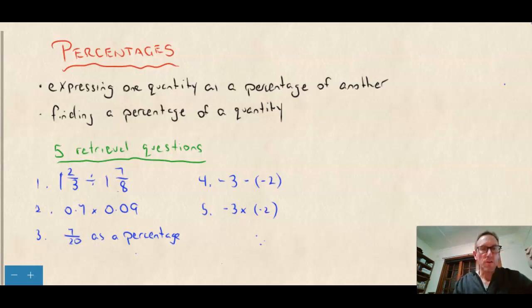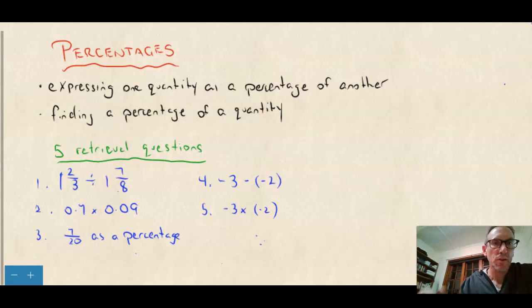Okay, you're right. So today we're going to be looking at percentages again. And specifically, as you can see in my bullet points here at the top, we're going to be looking at expressing one quantity as a percentage of another and also finding a percentage of a quantity. There's so many things we can do with percentages, but we're just going to get really good at them.